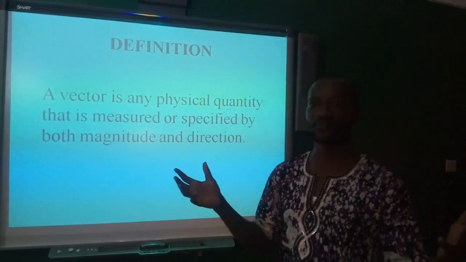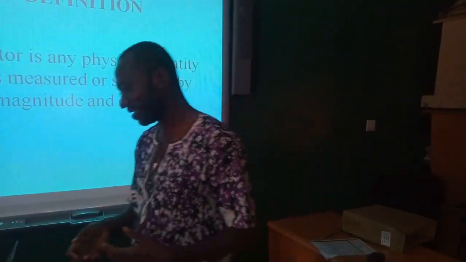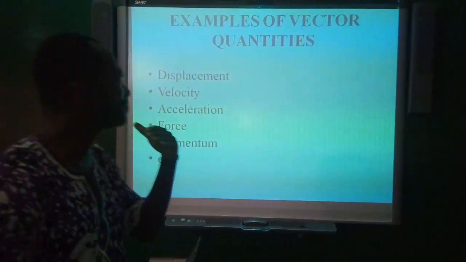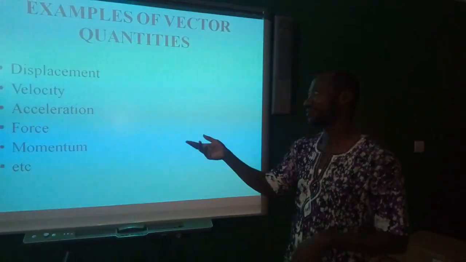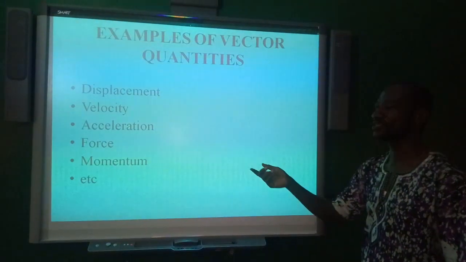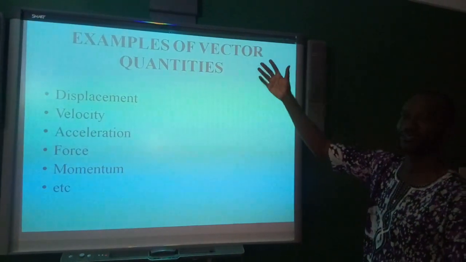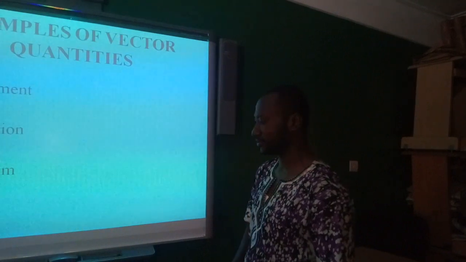What are some examples of vectors? Examples of vector quantities are displacement, velocity, acceleration, force, momentum, and so on. All these quantities require magnitude and direction to measure them.